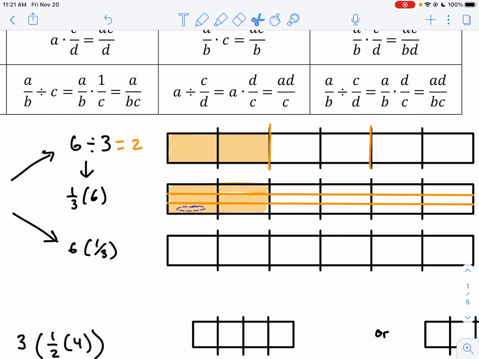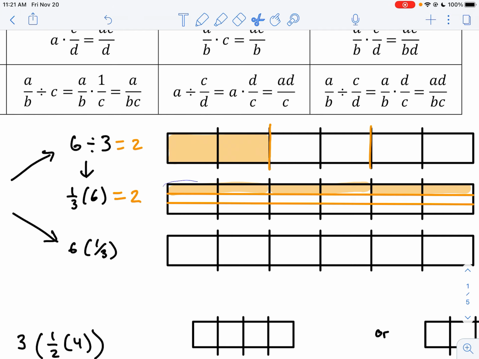And so we still get an answer of 2. Let me put the shading back where it was though. So one entire skinny row like that still represents a value of 2 units. And keep in mind that one of these blocks represents 1 unit.